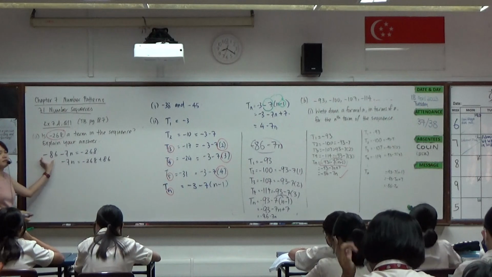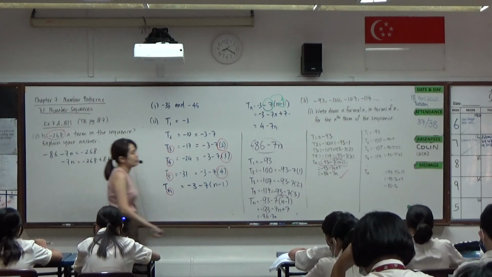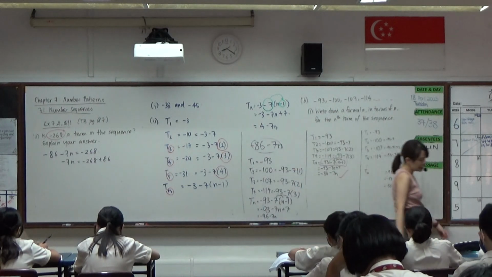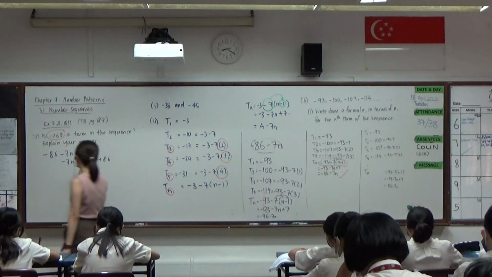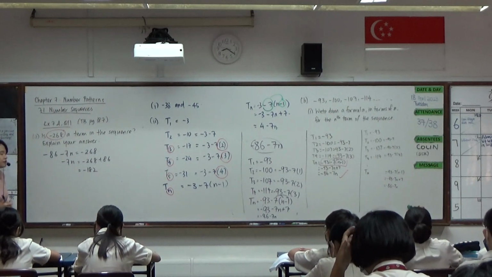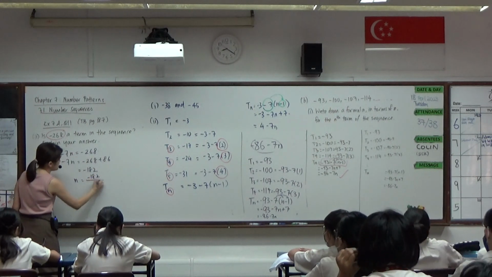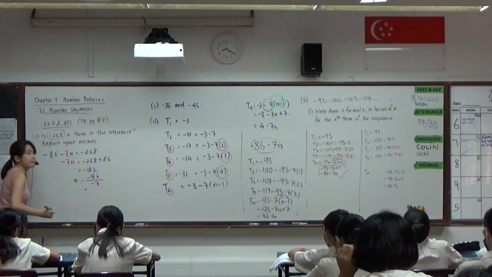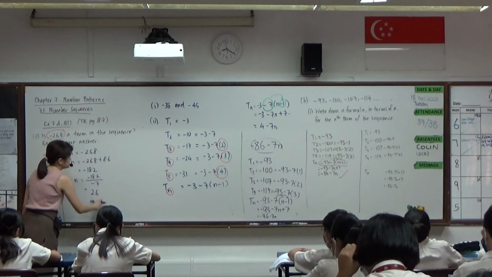We bring the negative 86 over to the right, that gives us plus 86. Upon calculation, we get negative 182. So negative 7n equals negative 182, and therefore n is equal to negative 182 divided by negative 7. And we find that the value of n is equal to 26.